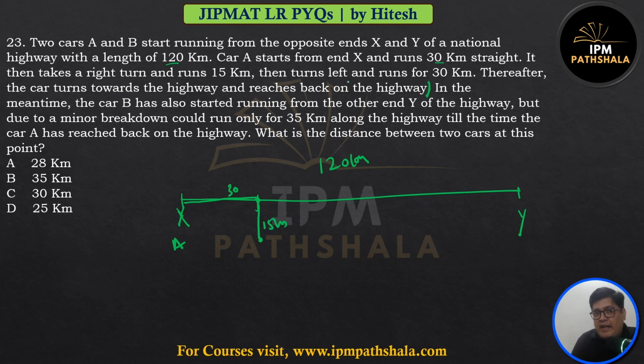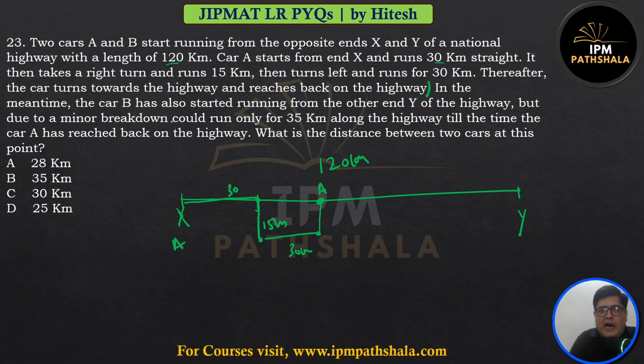The car takes a left turn. Left turn will be this side. When you are facing down, the right and left reverses, goes 30 kilometers. Thereafter, the car turns towards the highway and reaches back on the highway. Now from here, the car turns back and reaches here. That's it. This is where the journey of A has ended.